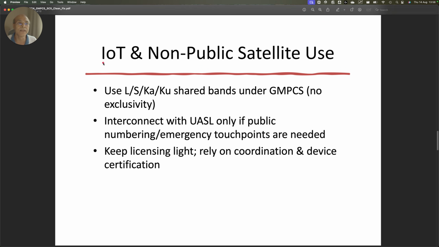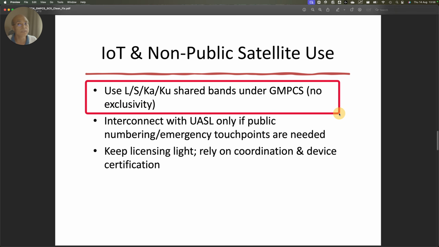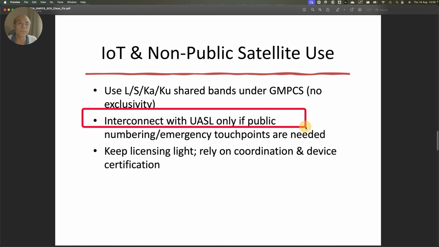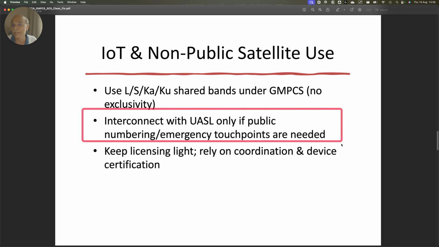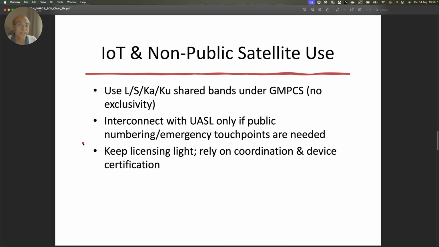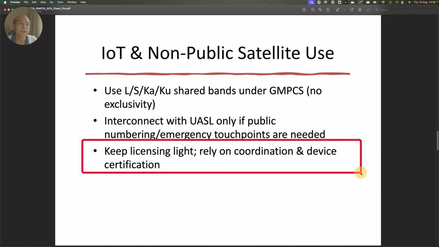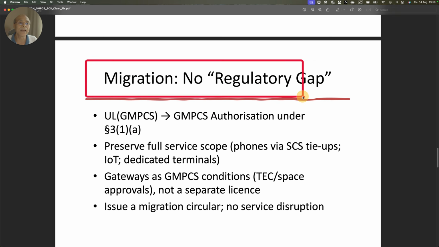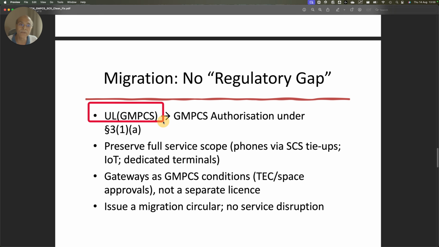Now, IoT and non-public satellite use L, S, Ka, Ku shared band under GMPCS, no exclusivity. It is a shared spectrum. Interconnect with USL only if public numbering or emergency touchpoints are needed. Right? Keep licensing light, rely on coordination and device certification. So migration, no regulatory gap, because you already have a UL GMPCS. You migrate to GMPCS authorization under this 31A.